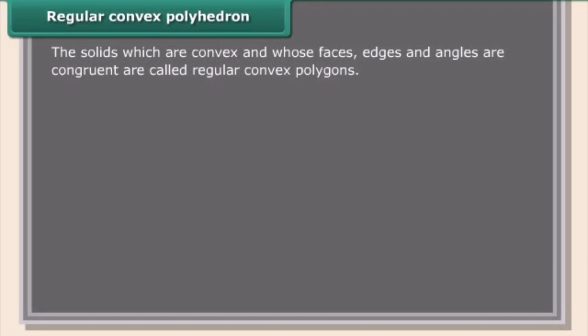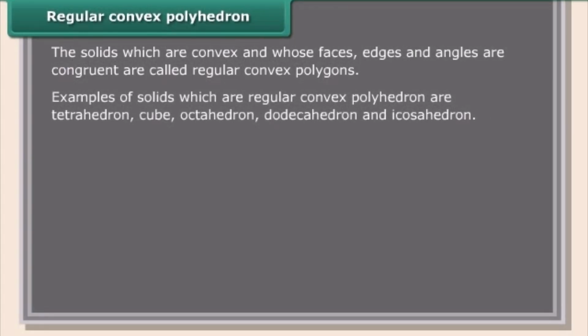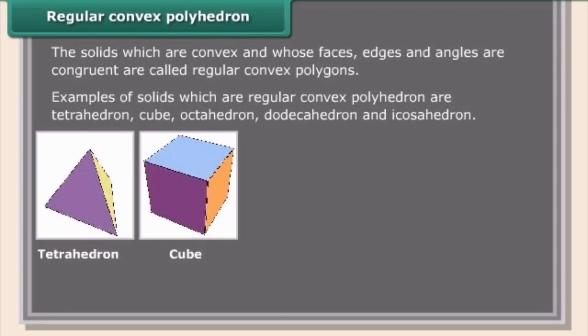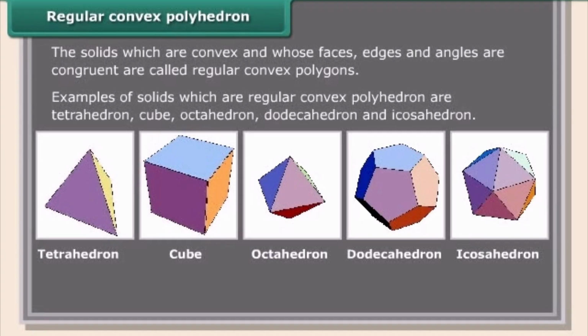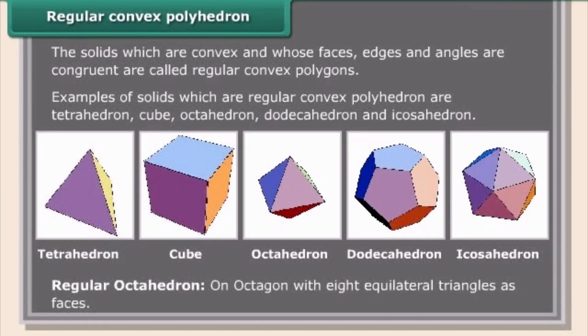Regular convex polyhedron: the solids which are convex and whose faces, edges and angles are congruent are called regular convex polyhedra. Examples of solids which are regular convex polyhedron are tetrahedron, cube, octahedron, dodecahedron and icosahedron. Regular octahedron: a solid with 8 equilateral triangles as faces.